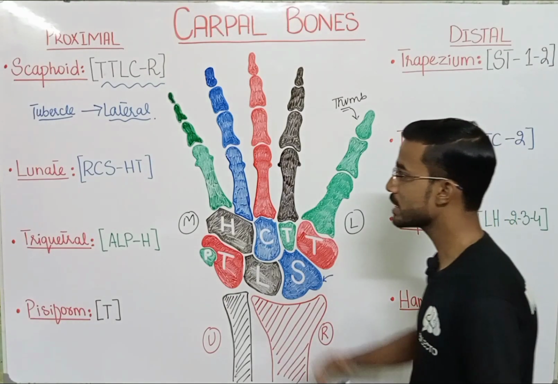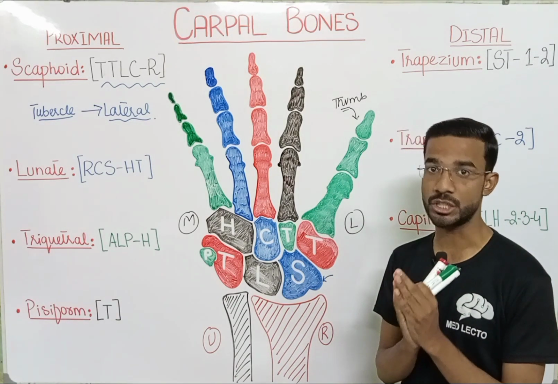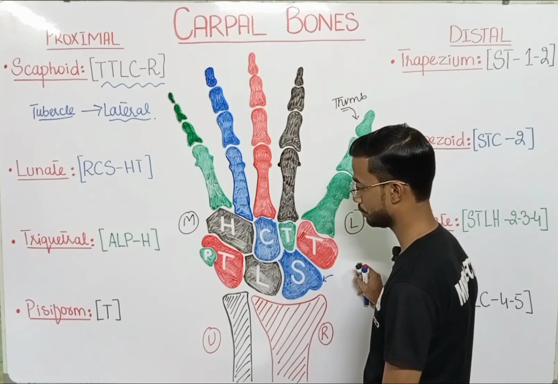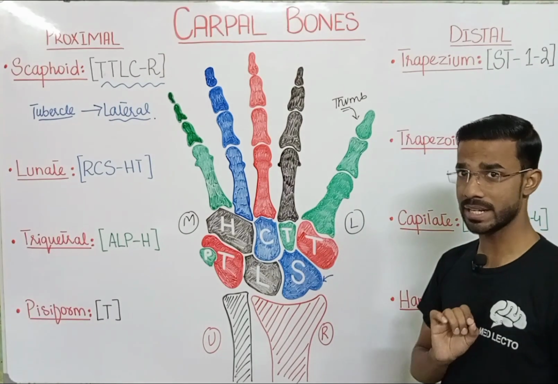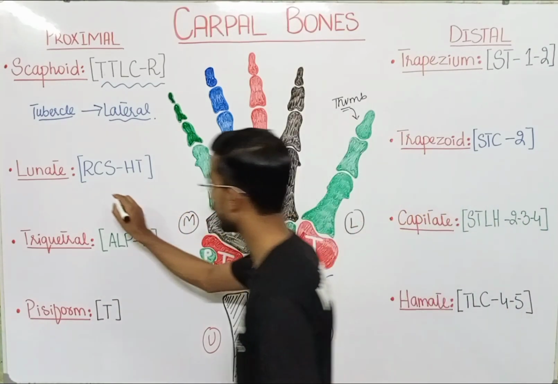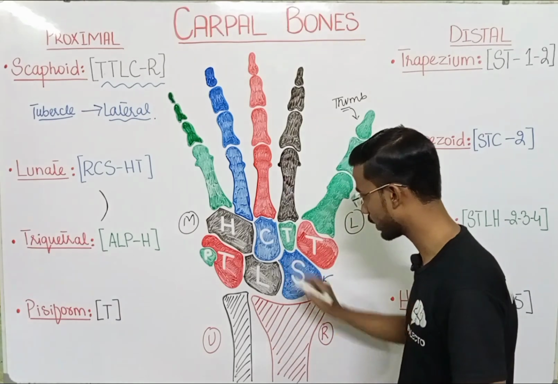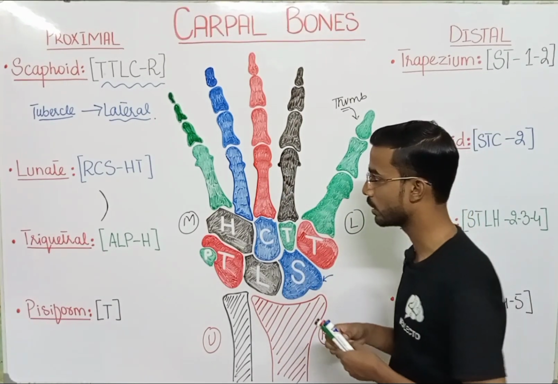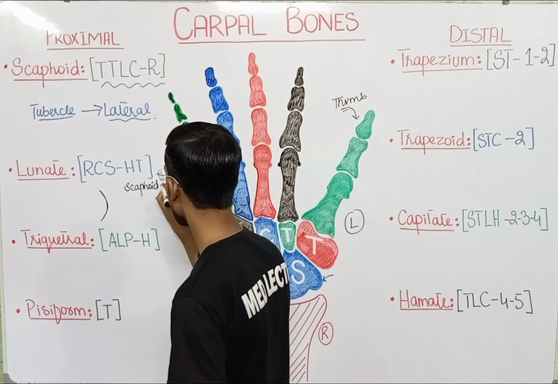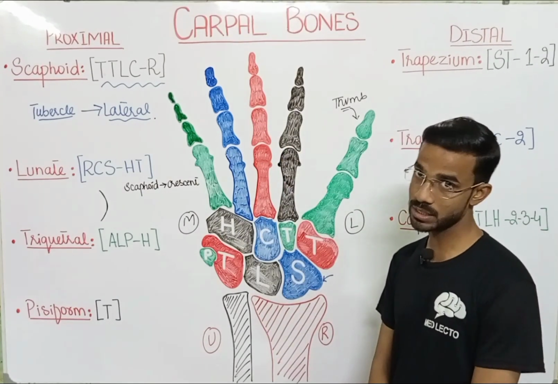Next is the lunate bone. That is the half moon shape, or you can say crescent shape, bone in the wrist. If you see here, this bone, at one side, at the level of the scaphoid bone, is a crescent shape or half moon shape. This is an important point. At the scaphoid bone side, you will see it is a crescent shape, like a half moon. This is an important feature.